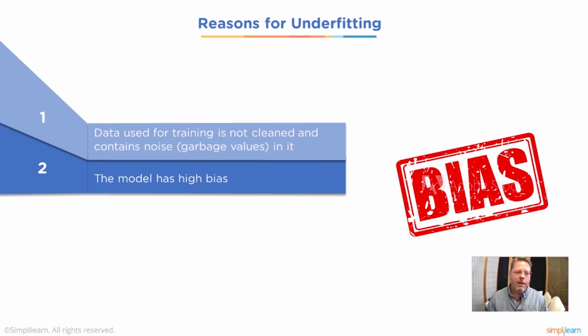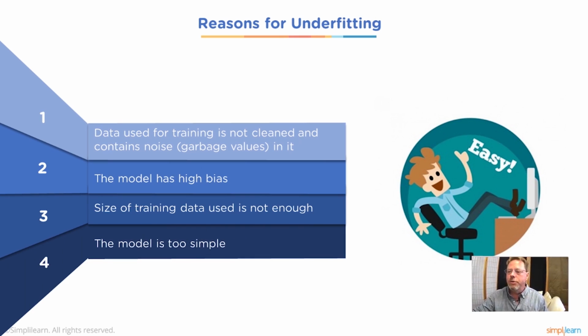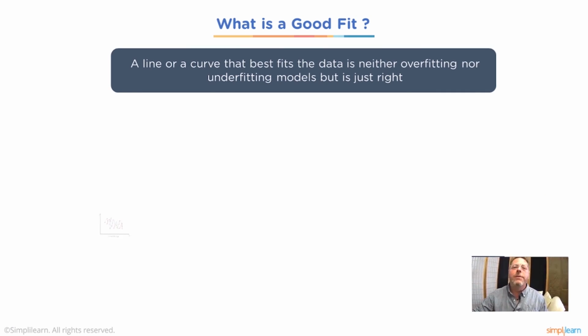So if you have 5 people from India and 10 people from Africa and 20 people from the US, you've created a bias because it's looking at the 20 people, and you only have a small amount of data to work with. Size of training data used is not enough. That goes with the size I was just talking about. So we have a model with a high bias, and size of training data used is not enough. The model is too simple. Again, this is one straight line through all the data when it has a slight shift to it for other reasons. So what is a good fit?